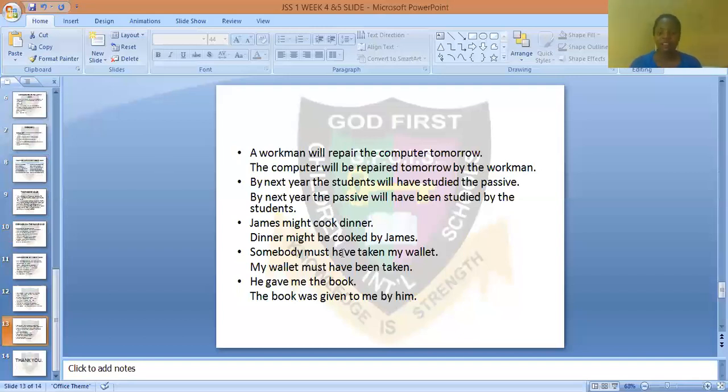He gave me the book. The book was given to me by him. He is the subject in the active voice. Gave is the verb in the active voice. And the book is the object in the active voice. The book was given to me by him. So by him now is the subject, which is acting as the receiver of the action in the passive voice.